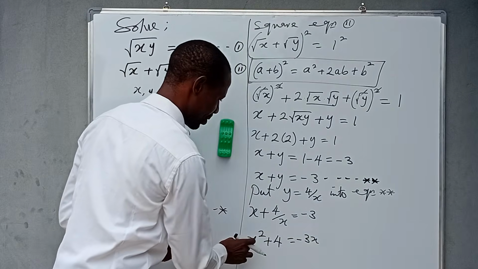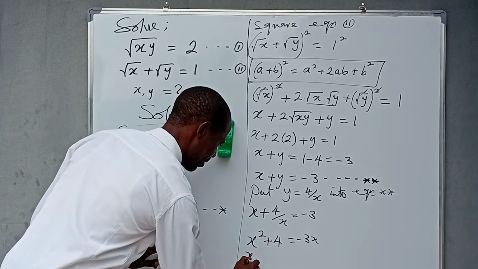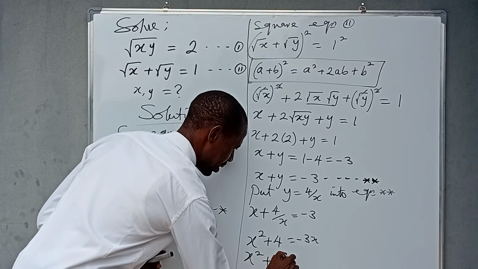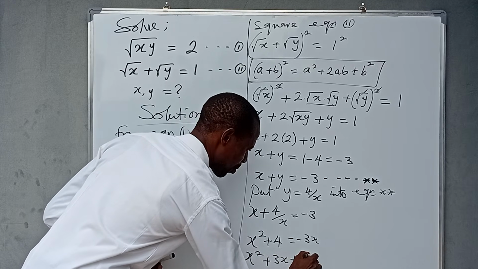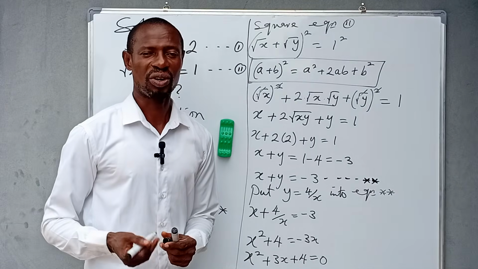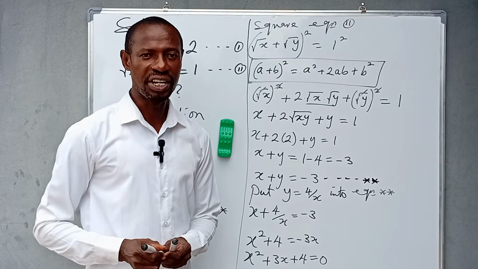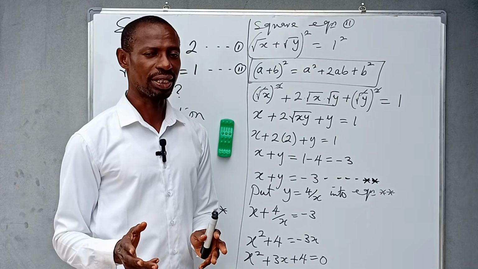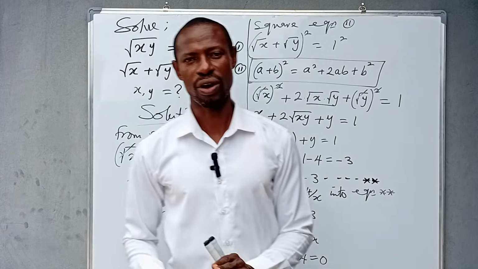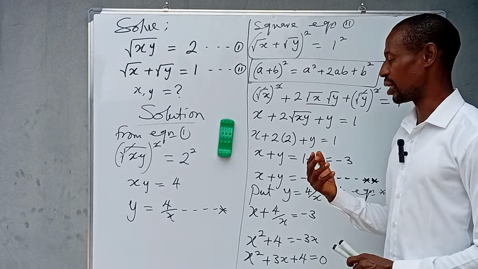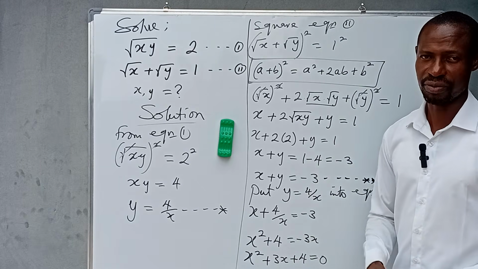Move this quantity to this side of the equation. So we're going to have x to the power of 2, plus 3x, plus 4 equal to 0. So what kind of equation is this? Because the highest power of the variable in this equation is 2, that is a quadratic equation. We have to solve this quadratic equation either using the factorization method, the completing the square method, or the graphical method.